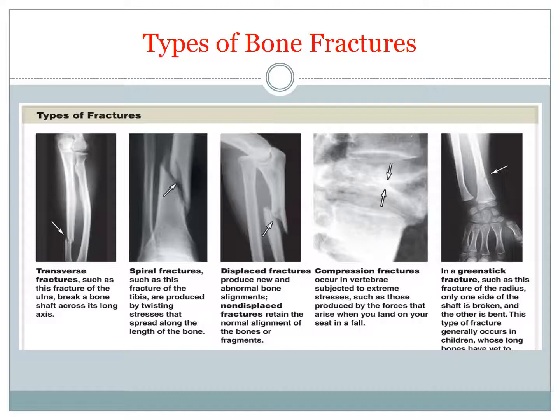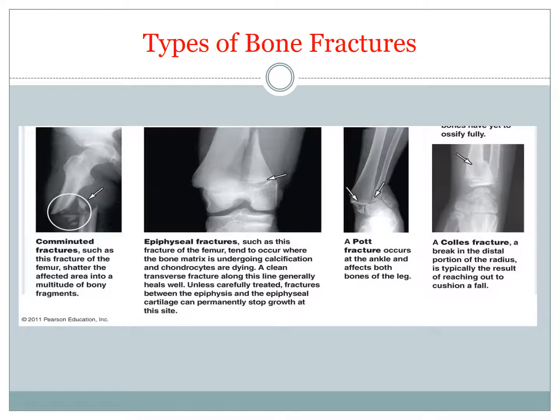A compression fracture is when the bone is crushed from upward or downward forces, and you can see it is typical in the vertebrae. Other types of bone fractures commonly observed in medical settings are shown here, like a Pott's fracture, and that can be where the tibia and fibula break, or as seen in the figure, occurs at the ankle and affects both bones of the leg.